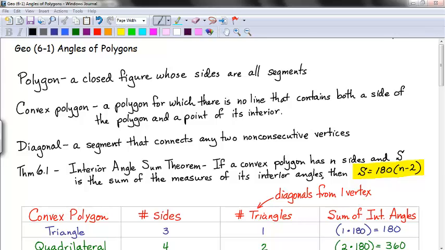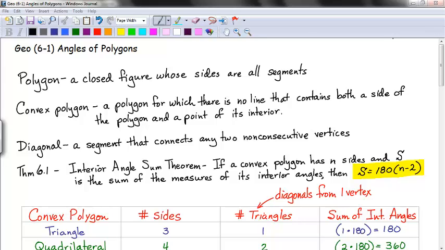Okay, this whole chapter is on quadrilaterals, and the first section talks about angles of polygons. We've talked about some of these definitions before, but I want to go back through them. First, a polygon is a closed figure whose sides are all segments. So there can't be any curves.